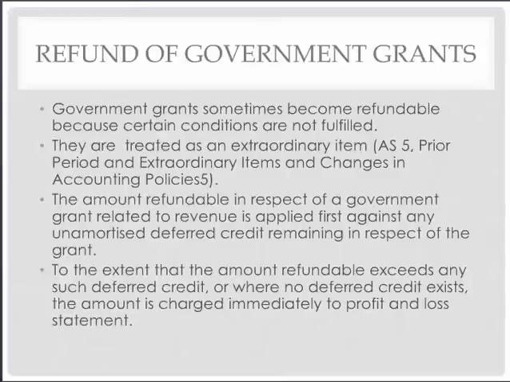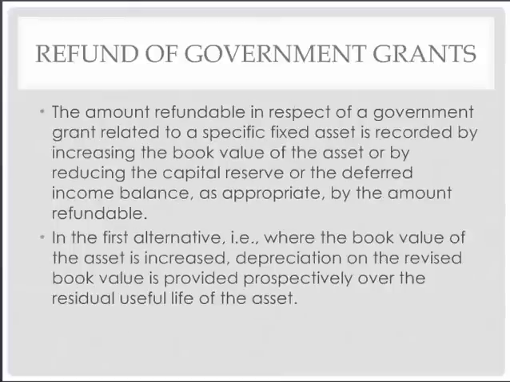In future slides, we will discuss what happens when the grant relates to specific fixed assets and when the grant relates to promoter's contribution. Where the grant relates to specific fixed assets and now you have to refund it, if you remember, you had two ways of accounting for such grants. One is where you reduce the cost of fixed assets. Now, if you had previously reduced the cost of fixed assets, when you are refunding the grant, you increase the cost of fixed assets by that amount.